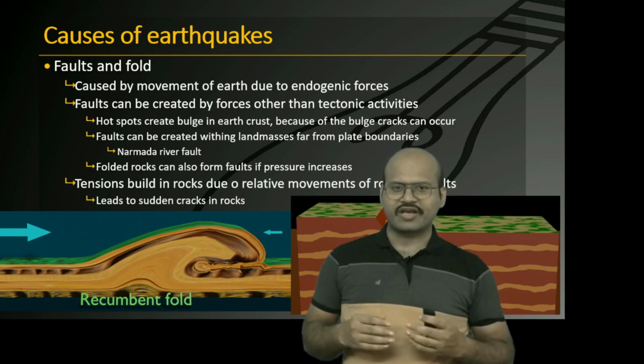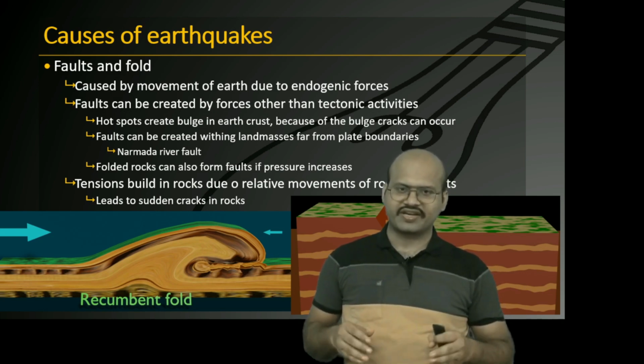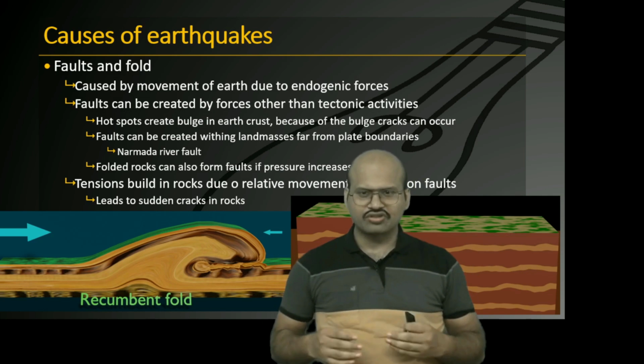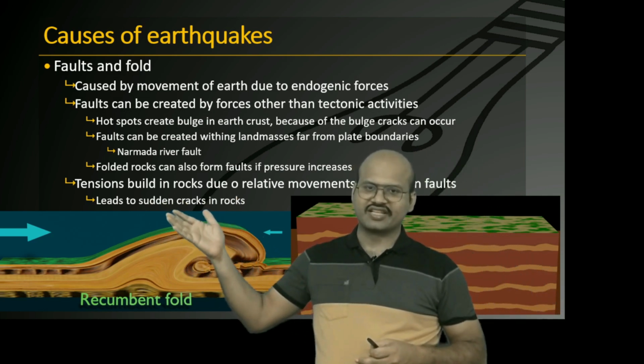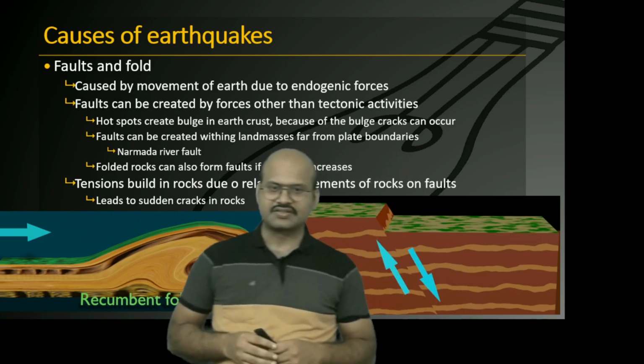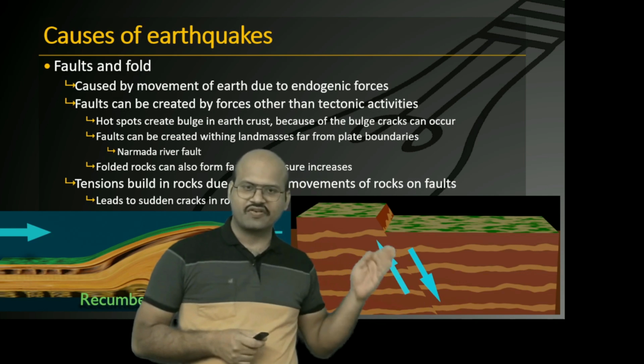Now when a fault develops, it may happen that rocks on the different sides of the fault have relative movements. They could have relative velocities. Because of this, there could be tension generated in the rocks, and once this happens, the rocks can snap in a sudden. Here we can see a fault.